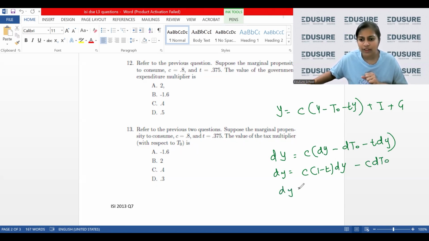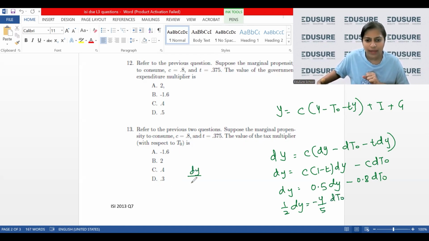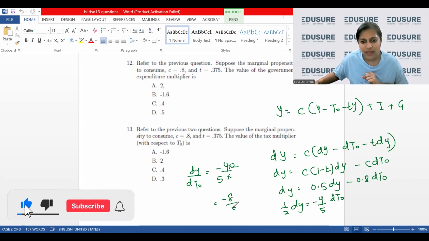So this we already found was 0.8 into 0.625, which was 0.5 dy minus c, which is 0.8 dt naught. So half dy is going to be equal to 4 by 5 minus 4 by 5 dt naught. So dy by dt naught is going to be equal to minus 4 by 5 into 2, which is going to be minus 8 by 5. So the only minus answer is minus 1.6. So A is the right answer.